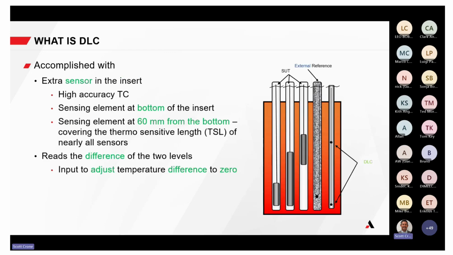So what does it do? Well, DLC is accomplished with an extra sensor in the insert. It's a high accuracy thermocouple, so that's it on the right side of the image there, and it's a dual element thermocouple. So we sense at the bottom, and then we sense at about 60 millimeters from the bottom, because most sensors, that's the thermosensitive length of nearly all of them. And it's going to read the difference in the 2 levels. So it will read those differences and adjust temperature. It's going to adjust energy to the different zones to adjust the temperature difference to 0.